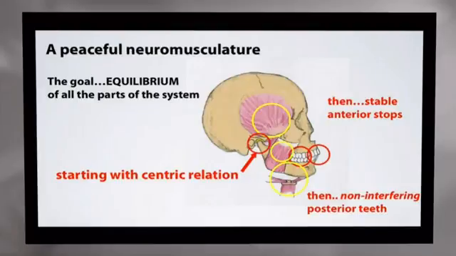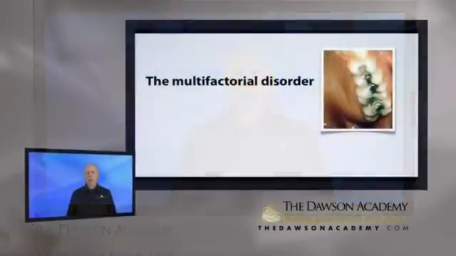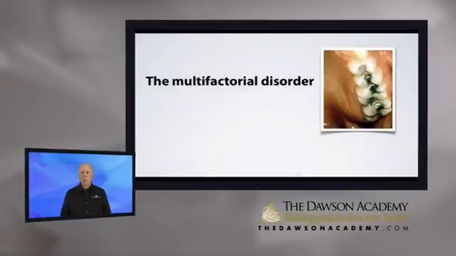We can show you how muscle hyperactivity results from occlusal interferences. We can take away the occlusal interferences and show you how quickly the muscles settle right down to a peaceful neuromusculature. And so this is the end result that we want for everything we do with an occlusion. All right, let's take this understanding and look at occlusal interferences as a multifactorial disorder.